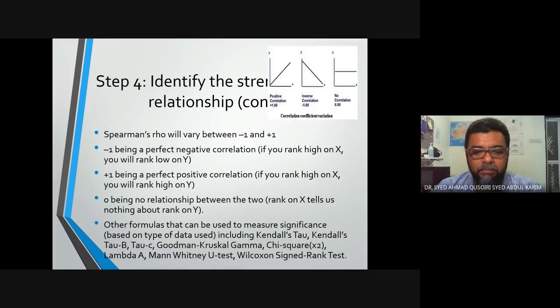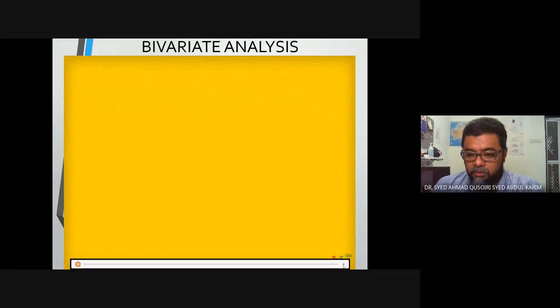Other formulas can be used to measure the significance based on the type of data used, the level of measurement, including Kendall tau B, tau C, Goodman Kruskal gamma, chi-square, Lambda, Mann-Whitney U test, and Wilcoxon signed rank test. These are other tests that you can use, which is obviously beyond the scope of this lecture. You can find some very good videos online on this. All right, so next we have a look at this video.